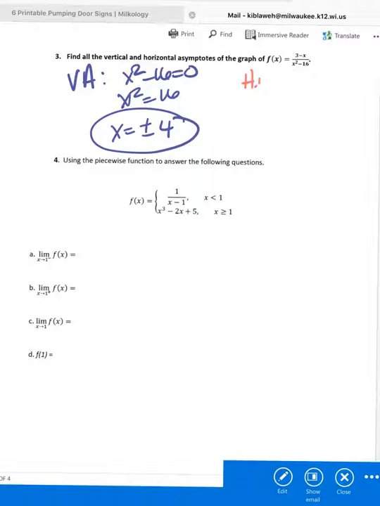Horizontal asymptote, that's just like how we did the last question on number 1 on the first page. We look at the exponents. Here, the exponent of x is just 1. This is a 2. So that means the denominator is bigger. That means your horizontal asymptote is going to occur at y equals 0. That was that shortcut.